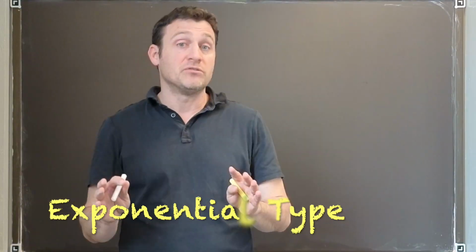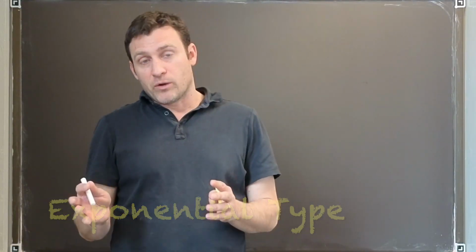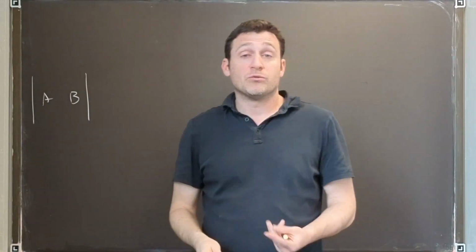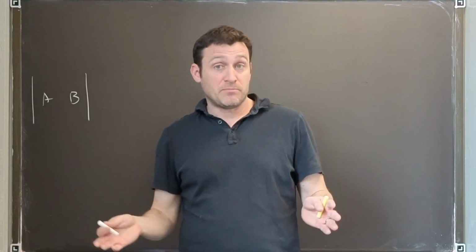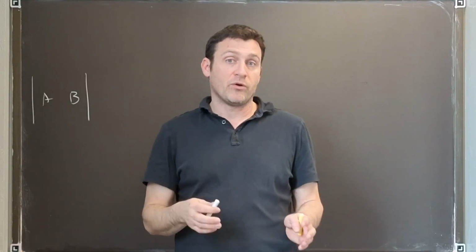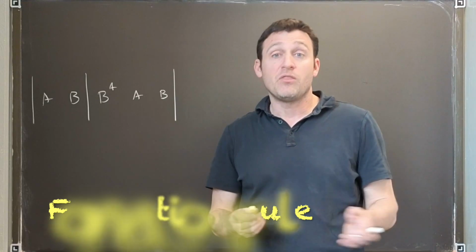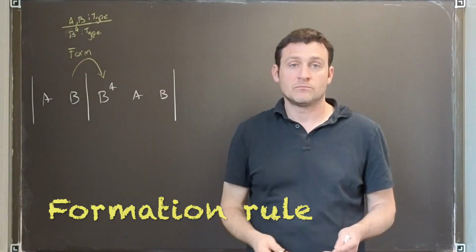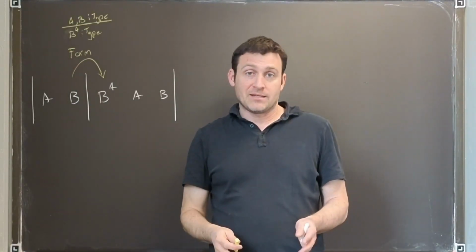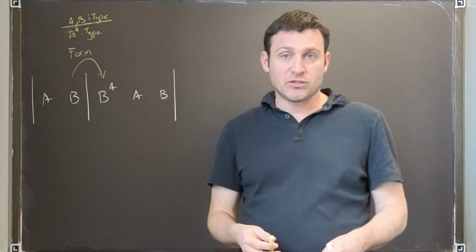We start out with two data types, A and B. In our story problem, this was recipes and nutrition labels. What we wanted to do was create a new type of data, the exponential. The exponential we denoted by B to the A. This was our formation. Once we've formed the new data type, we want to have introduction and elimination rules.